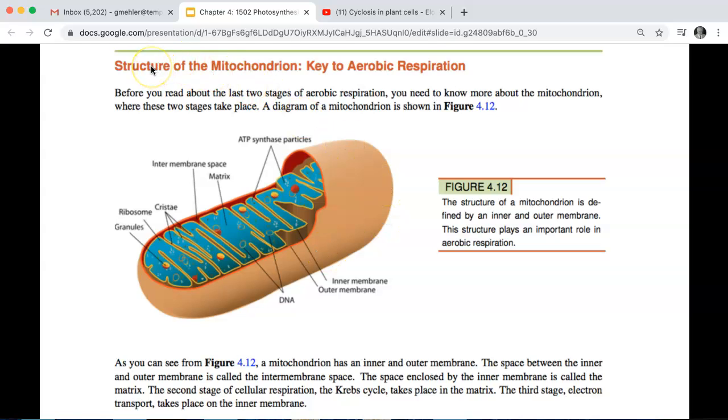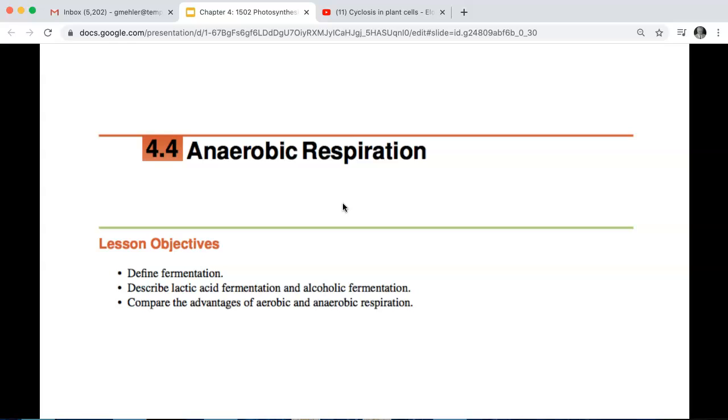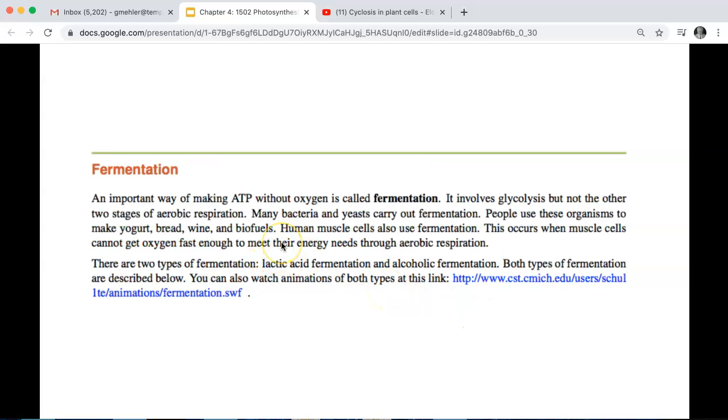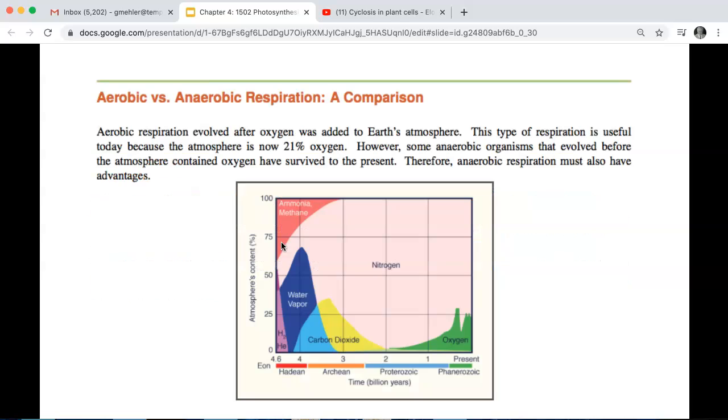Here is a part of your text on the structure of mitochondria, which is the key to aerobic respiration. This is where ATP is formed within the cell, and it's this organelle, mitochondria. Read that carefully. Then section 4.4, the last section, is on anaerobic respiration, and we talk about fermentation, we talk about lactic acid and alcoholic fermentation. It's hard to believe, but it's yeast that gives us the alcohol in beer and wine. So read about fermentation. They'll talk about that and why that is important.